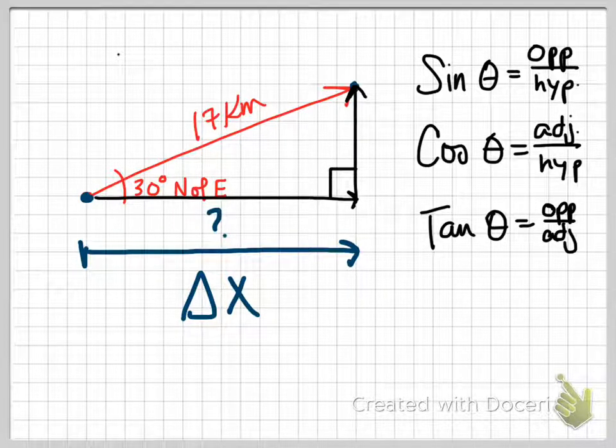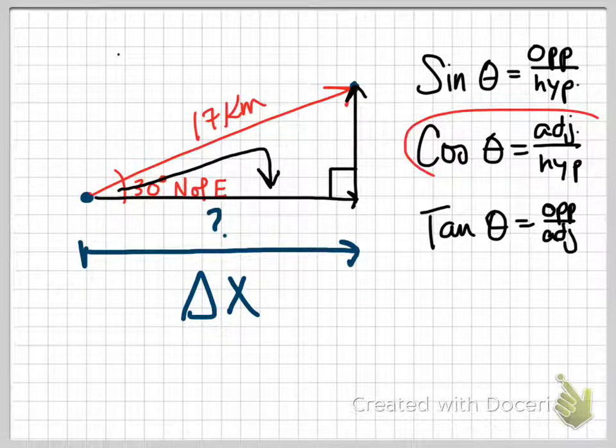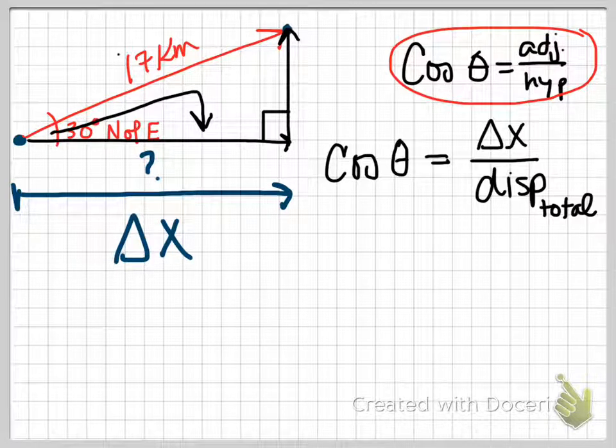In this case, since we want to find the x displacement, and we know this angle, we're looking at the adjacent side. So we are going to use our cosine function, and we're going to write an equation that puts the components of this particular triangle into that equation. Cosine of theta is equal to delta x over the total displacement, because our resultant vector is nothing more than the total displacement. We can also write r for resultant if you'd prefer.